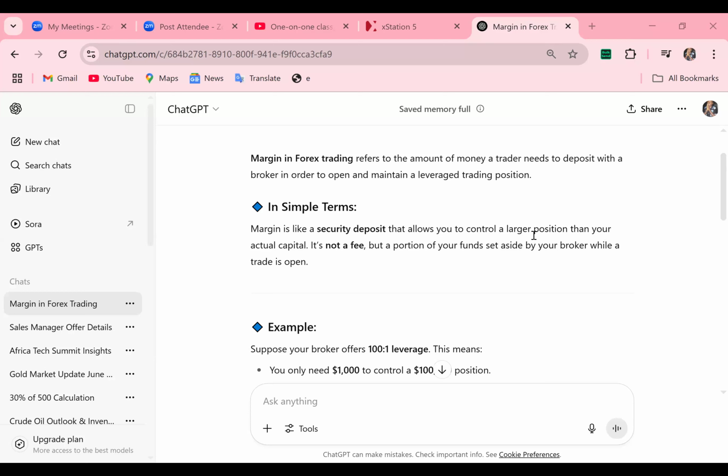So now we are discussing it using margin, and we're going to do the practical and the theory part of it. So let me use one of the students that I knew here.